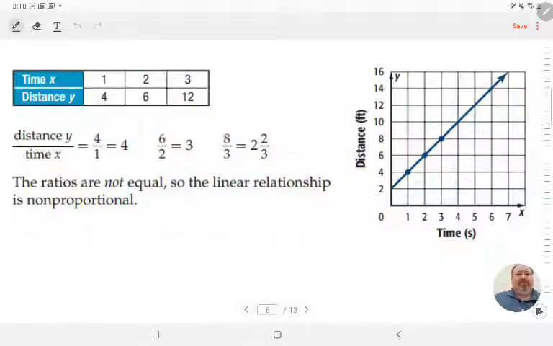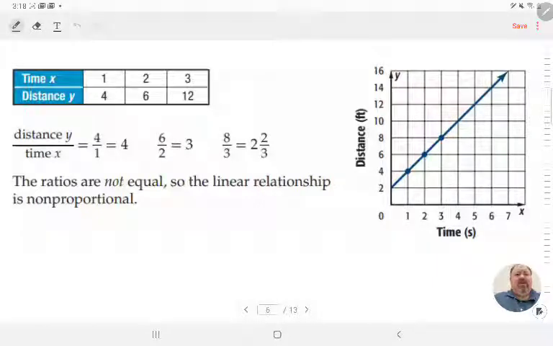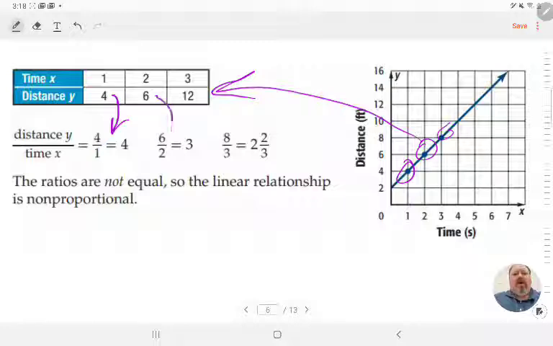Unlike this one, we could take these points and we could put them on a table. So we have our x, y's, and then we take our y divided by x, we get 4. We take our y divided by x, we get 3. This should be an 8. Take our y's divided by our x, and we get 2 and 2/3.